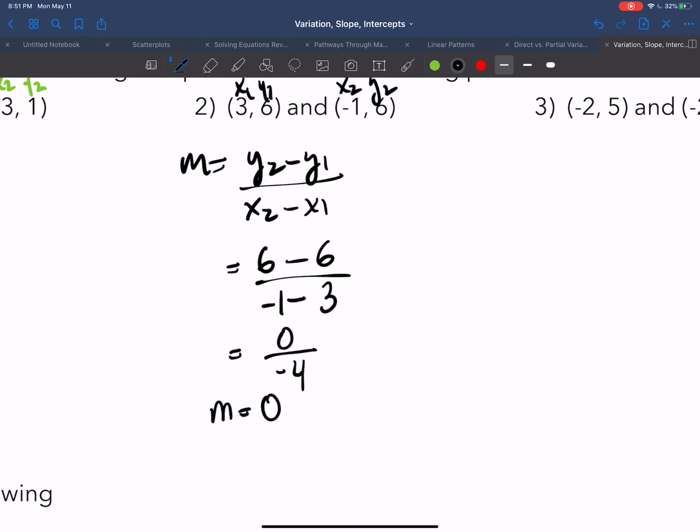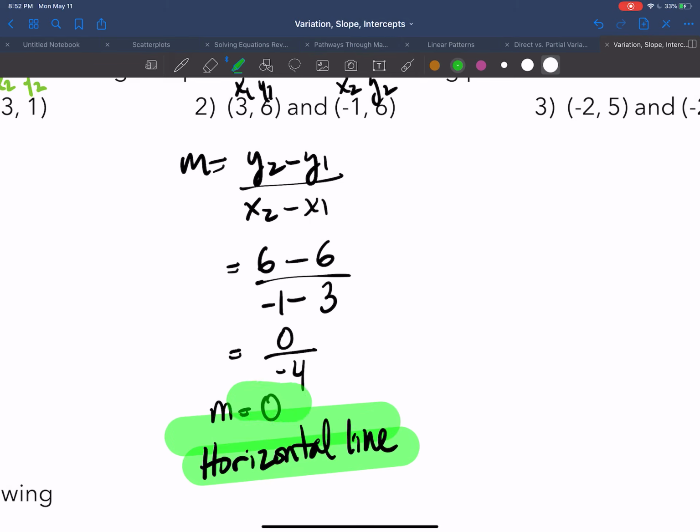Now if you look at the points, you see that the y coordinates are the same, 6 and 6. That means we had a horizontal line. So the slope of a horizontal line is 0. And you'll know that it's a horizontal line because your y coordinates are the same.